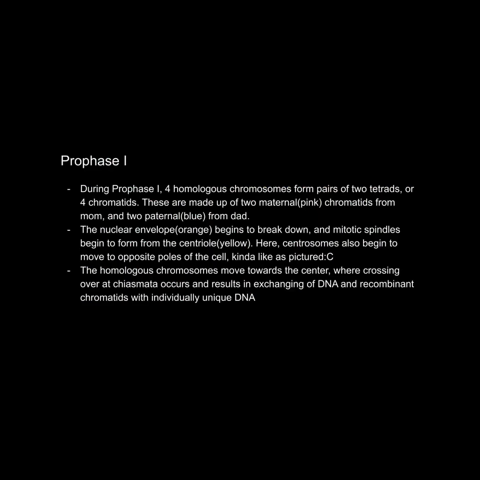Next is prophase 1, where we start with 4 homologous chromosomes. The nuclear envelope begins to break down and spindle fibers begin to form. The centrosomes move to opposite poles and the chromosomes start to move closer together and overlap at the chiasmata, where crossing over occurs. Crossing over is very important for genetic variation.